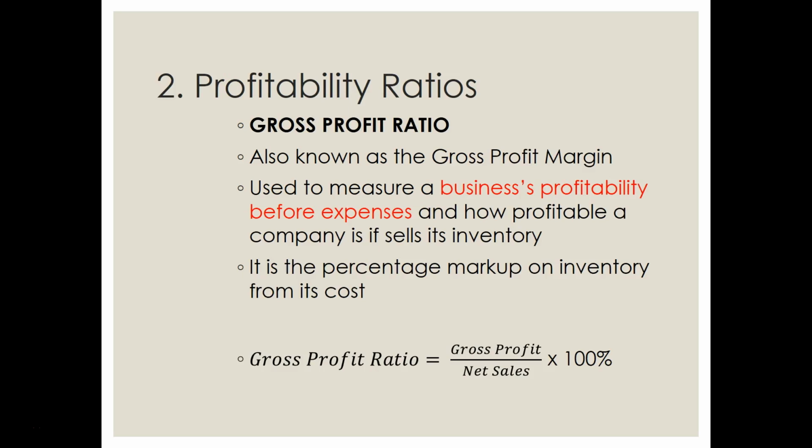The second type of ratio is profitability ratios. You have a few under this. One of the most common ones is gross profit ratio. So obviously this is for you to know if your business is profitable, but this is before you incur expenses. So it will tell you how much you have before paying off your expenses and how much profit you'll get if you sell off your inventory. So again, formula you don't have to know.